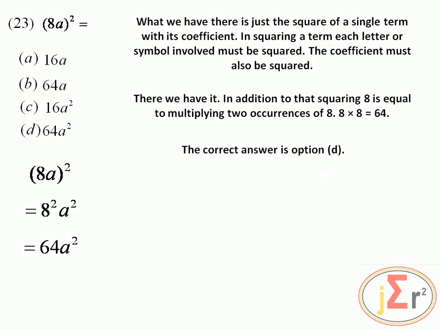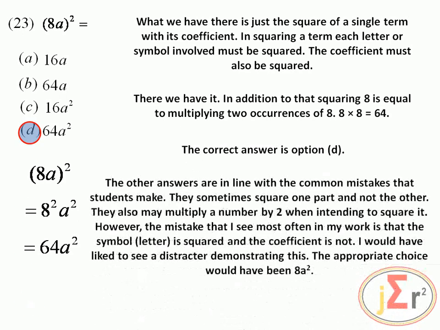The correct answer is option D. The other answers are in line with the common mistakes that students make. They sometimes square one part and not the other. So they square one part and not the other, this one. They also may multiply a number by 2 when attempting to square it. This one, multiplying 8 by 2 to get 16 when attempting to square it.